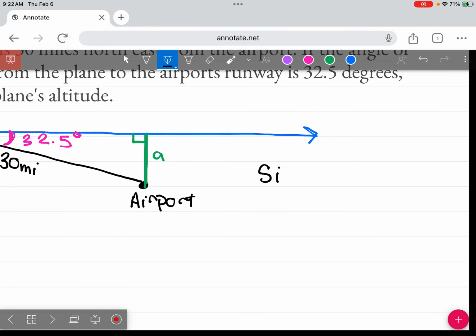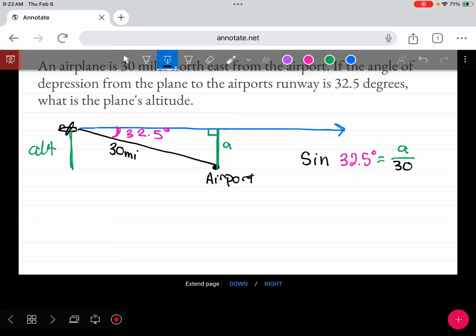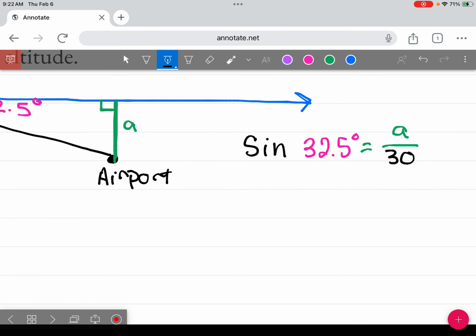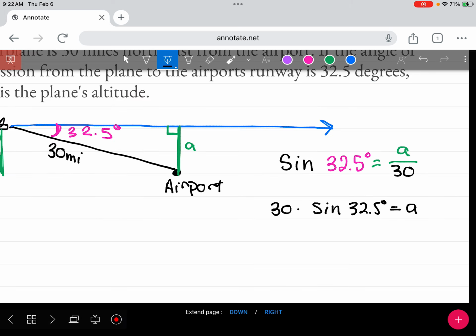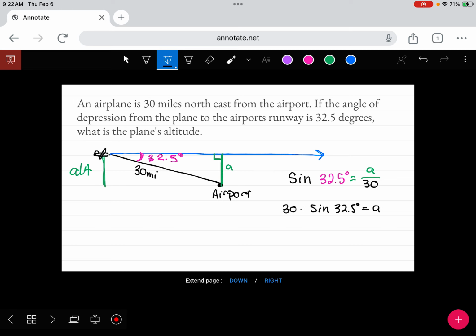So we know that the sine of our 32.5 degrees is going to be our opposite, A, over our hypotenuse, which is 30. How do I figure out what A is? Multiply by 30. We're going to have our 30 times our sine of 32.5 degrees gives us our altitude. What is our altitude going to be?